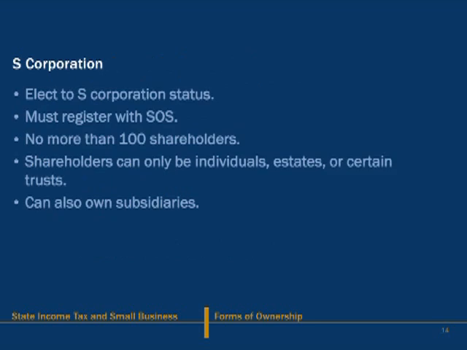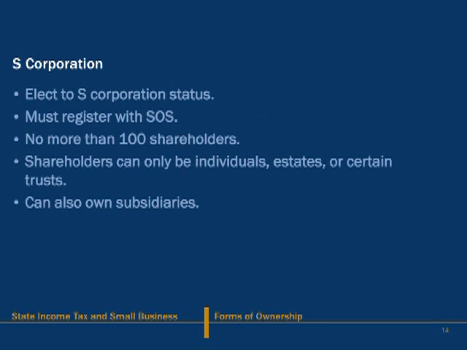An S corporation is a corporation formed under state civil law or any business entity, such as a partnership or LLC, that elects to be taxable as a corporation for tax purposes, that elects under federal law to be taxed under Subchapter S. An entity that has elected to be taxable as an S corporation for federal tax purposes is also treated as an S corporation for California tax purposes. The S corporation must register with the Secretary of State.